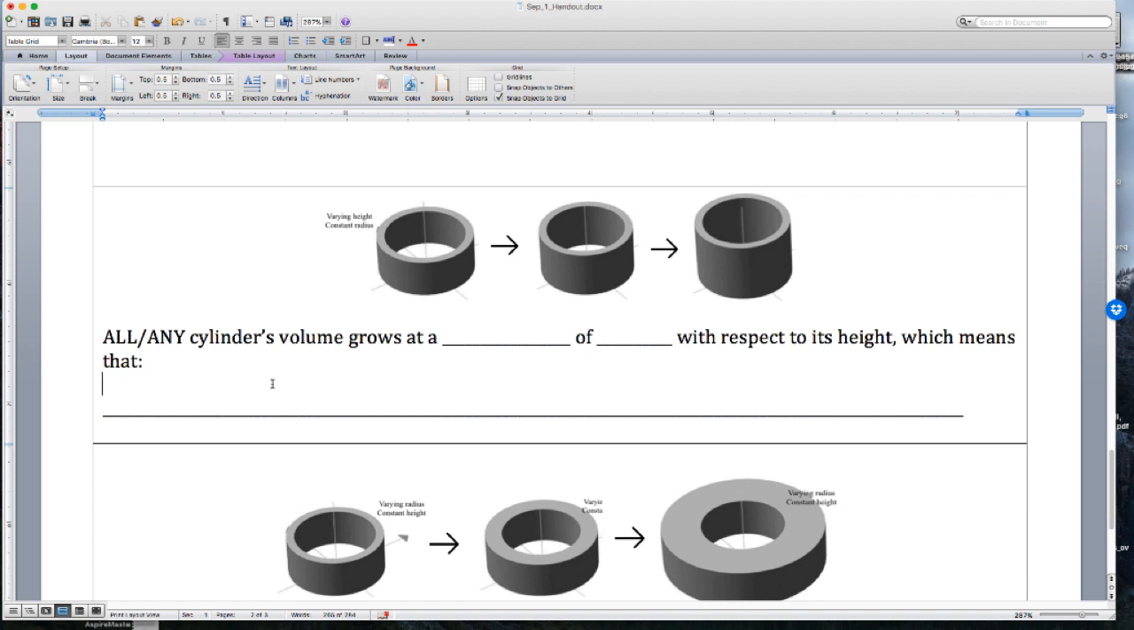Yeah. Well, it's not always pi r squared, it's just the area of your base. Yeah. It's for any cylinder. So yeah, it's the area of the base. So the volume is what's changing. Yeah. So the area of the base stays the same.